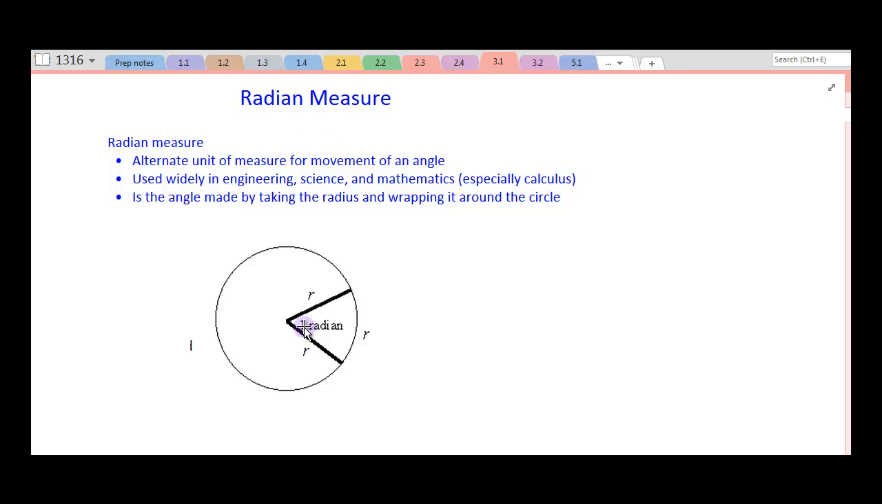Now, a radian can be defined as the radius of the circle, and then you lay that radius around the edge of the circle, and that constitutes 1 radian measure. So a radian is found by laying the radius of the circle on the edge of the circle, and you can add them up all the way around. It's used extensively in engineering, in science, and mathematics. Especially in calculus, we do a lot of things in radian measure.